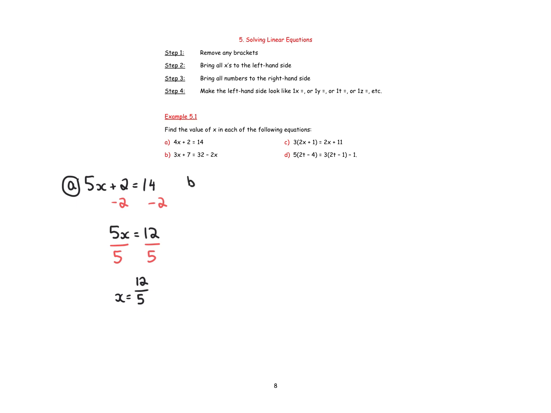Next, in B, we have 3x plus 7 is equal to 32 minus 2x. Here, I'm going to bring all the x's to the left-hand side. I'm going to plus 2x to both sides. And I'll be left with 3x plus 2x, which is 5x, plus 7 is equal to 32.